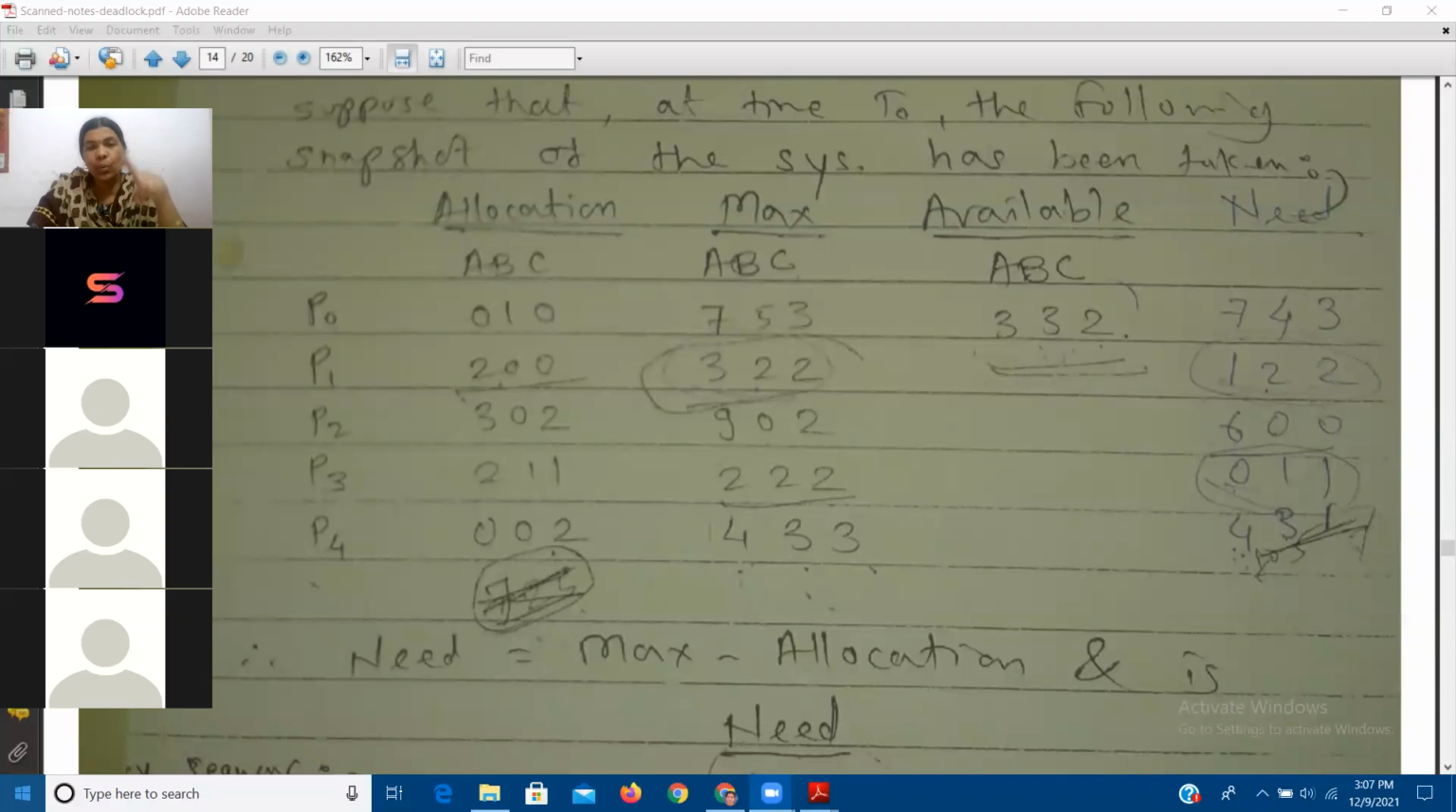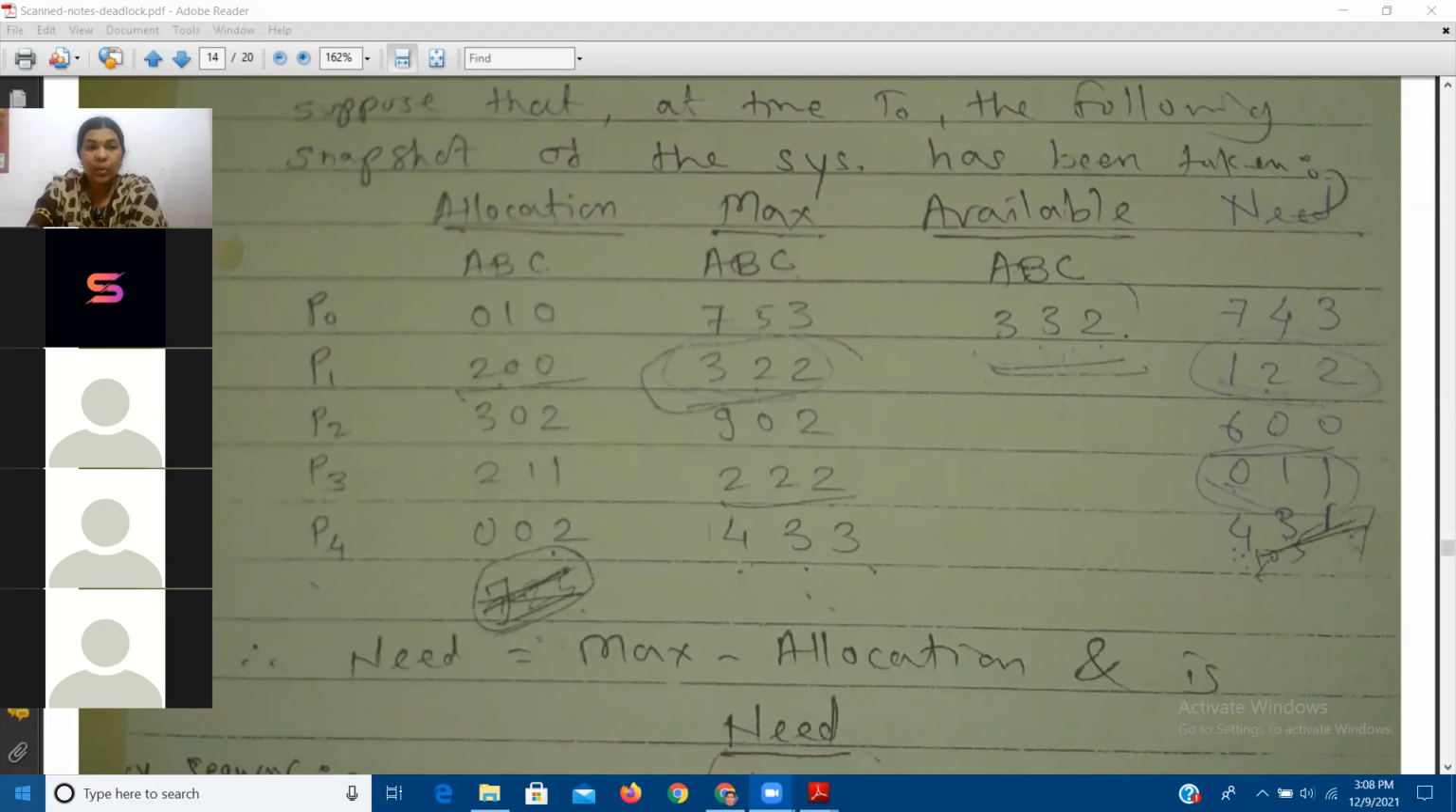2, 2, 2 is 2 instances of A, 2 instances of B, 2 instances of C, and these released ones will be added again to the available ones. The available after P3 was 5, 2, 1 and the released are 2, 2, 2. So I will add it, and now my available or work will become 5 plus 2 is 7, 2 plus 2 is 4, and 1 plus 2 is 3. Okay, so 7, 4, 3. Now the available is 7, 4, 3.